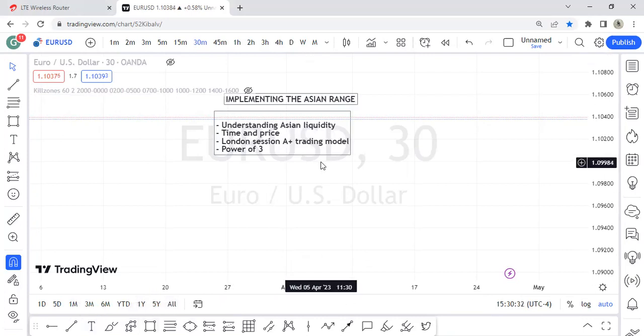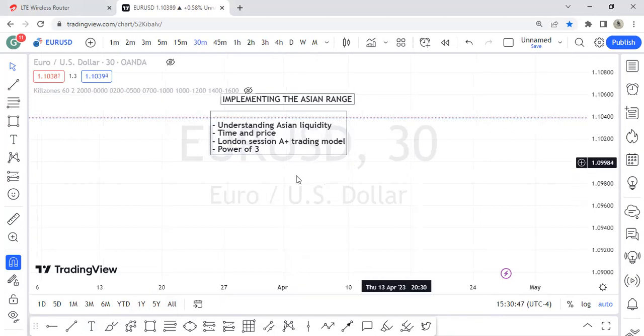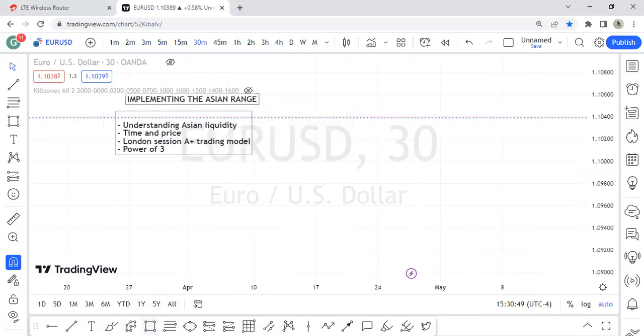So now, usually when you are looking to take a trade during the London session, if you are bullish, you want to anticipate that price will trade below the Asian range. You can denote this by your Asian range.